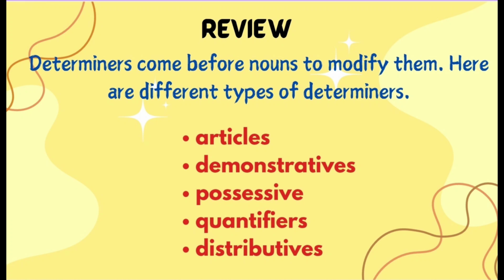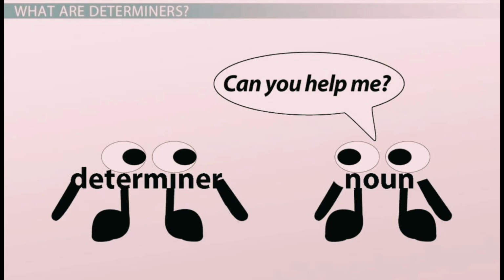Now let's take a quick review. The determiners come before nouns to modify them, and the different types of determiners are articles, demonstrative, possessive, quantifiers, and distributive. So that's all about determiners.